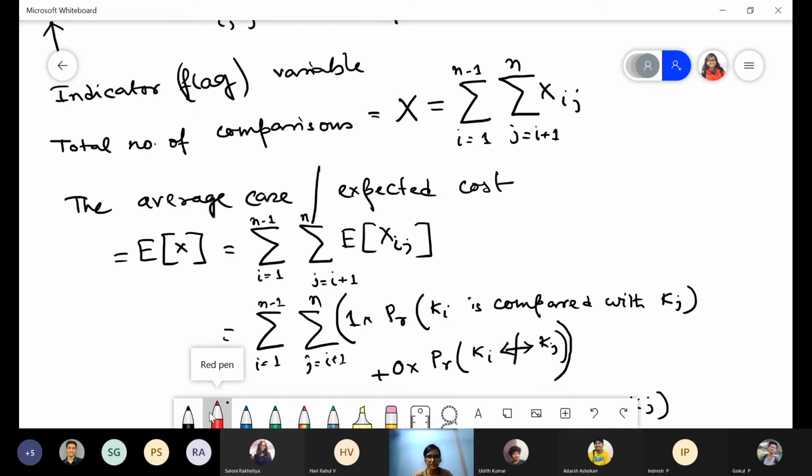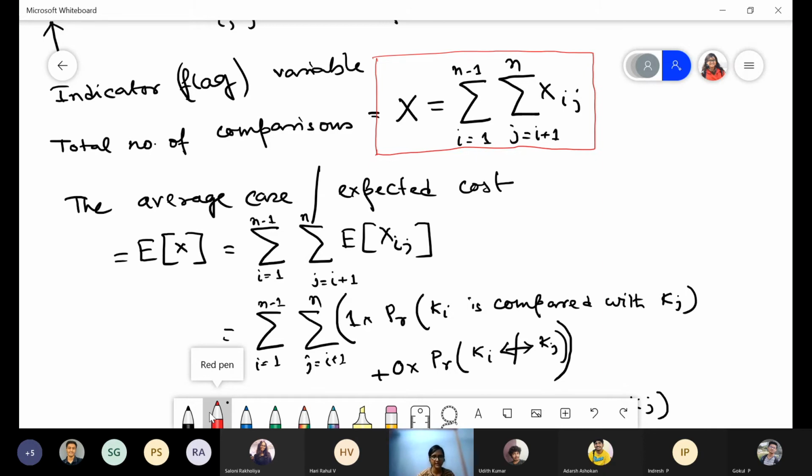See, total number of comparisons. This one you have agreed. Yeah, ma'am, that is clear. Xij is the count of the number of times ki and kj are compared, right? And X is the sum over all possible values of Xij. So we are considering all possibilities, not taking any restrictions. All possibilities we are going to cover.